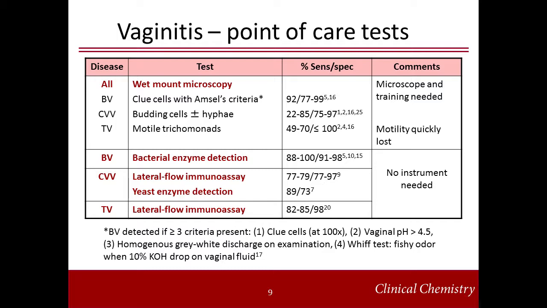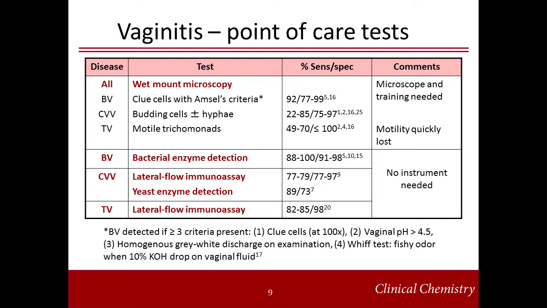Trichomonas loses its motility quickly outside the body, and the wet mount must therefore be examined immediately after sampling. When wet mount microscopy is used as a part of Amsel's method for the detection of bacterial vaginosis, no further tests for that infection are required. Amsel's method consists of 4 simple criteria, and bacterial vaginosis is considered present when 3 out of the 4 criteria are met. The criteria are: 1.